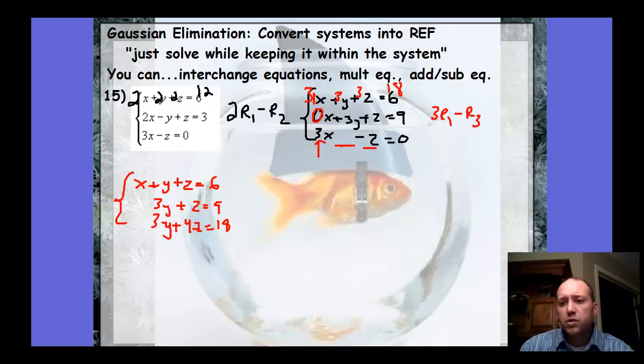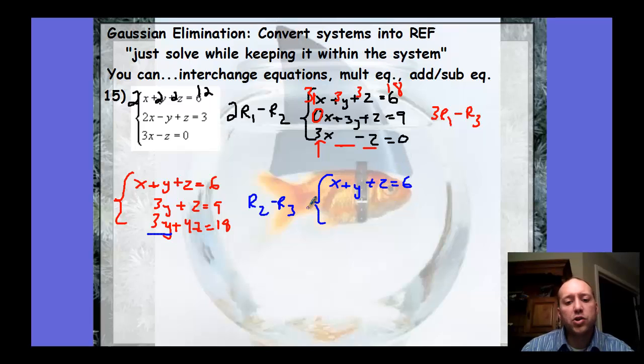The next step would be to get rid of this last y down here. And so since my coefficients are the same already, I'm just going to subtract. So I'm going to do row 2 minus row 3. First equation stays the same.